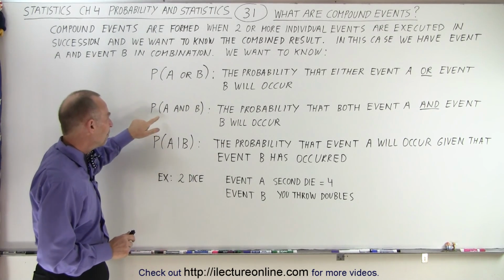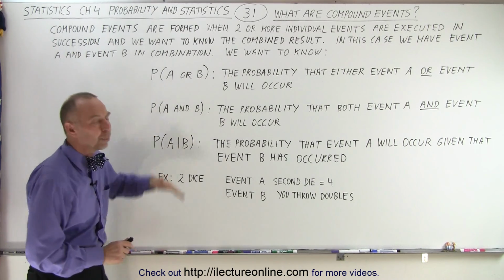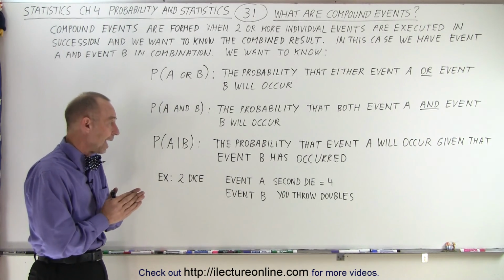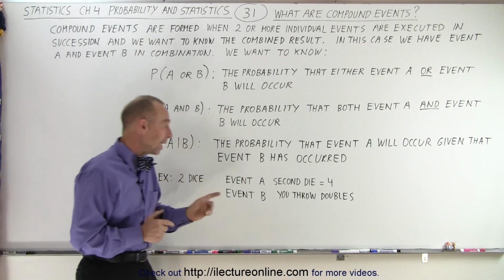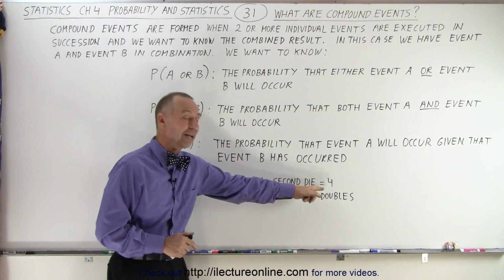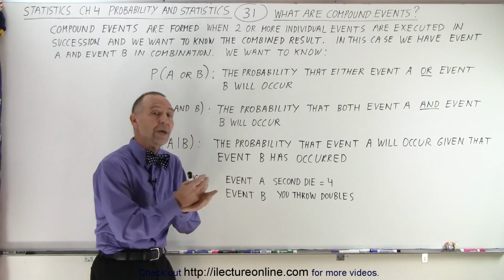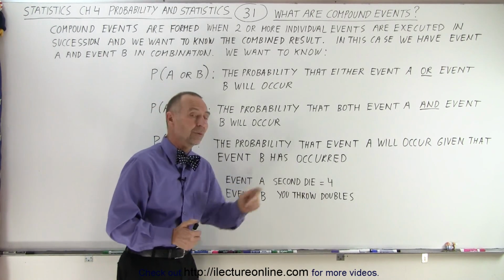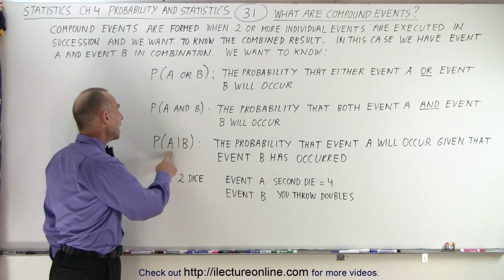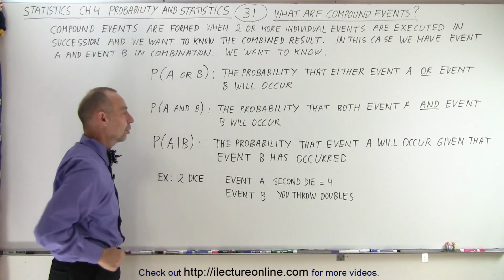But if you say P(A and B), the probability that both A and B will occur, they both must occur at the same time. So there must be some sort of overlap, which means that the only way you can have both event A and event B is that the second die is a 4, but then the first die must also be a 4, because that's the only way you can have doubles if the second one is a 4.